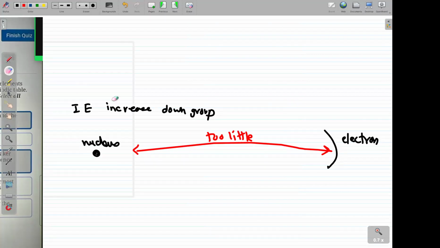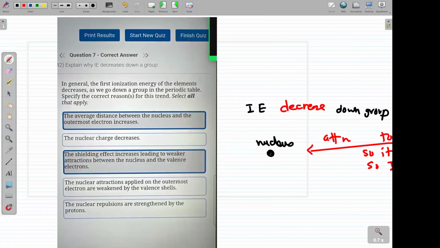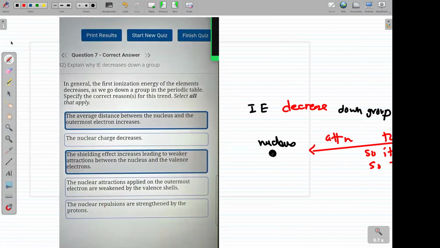That's what will happen. Did I just write increase? I wrote increase. It decreases. It decreases because the attraction is too little, so it is easy to remove the electron. So the ionization energy is less. Okay, this is the first reason. This is what we just explained here. The reason is the average distance between the nucleus and the outermost electron increased.